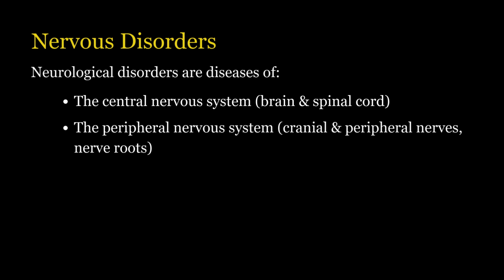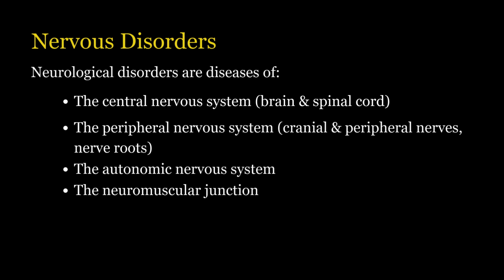This includes the brain, spinal cord, cranial nerves, peripheral nerves, nerve roots, the autonomic nervous system, and the neuromuscular junction. These structures are essential for sensory input, motor control, and vital functions, making their diseases complex and often debilitating. Nervous disorders are broadly classified into two categories based on the part of the nervous system they affect.